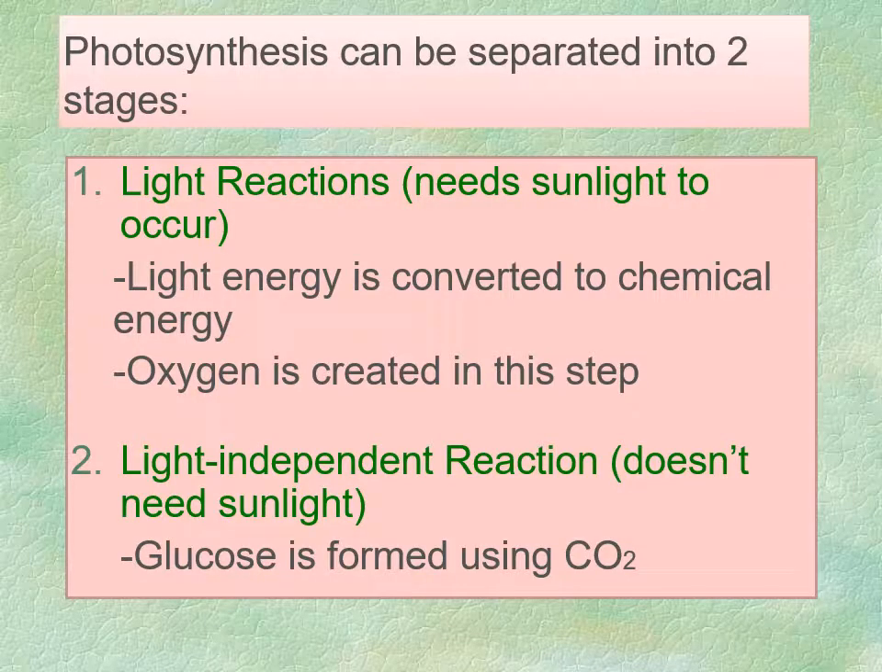So photosynthesis can be separated into two stages. The light reactions, which need sunlight to occur. This is when light energy is converted to chemical energy and oxygen is created in this step. Now that's the important part. Step number 1, oxygen is created. In step number 2, the light-independent reactions, this does not need sunlight. So glucose is formed using CO2.